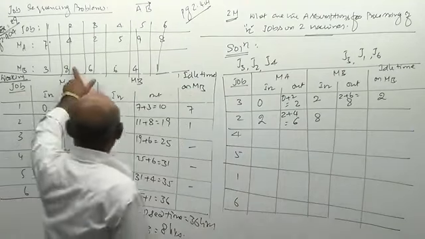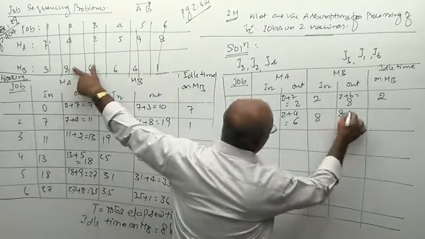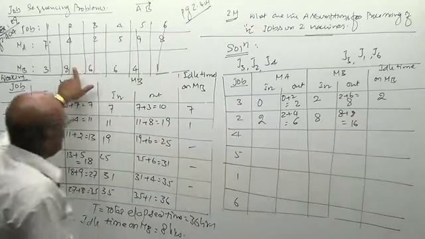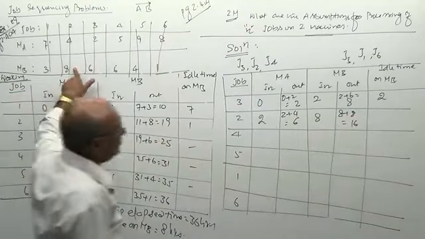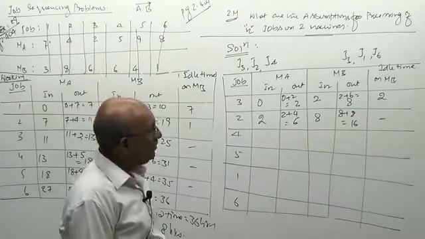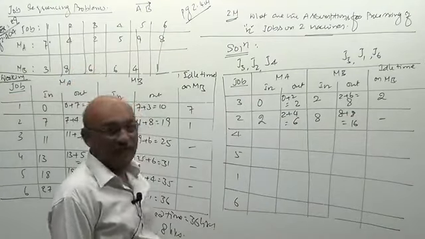Job number 2 will take how many hours? 8 hours. 8 plus 8 is 16. End of the 16th hour, job number 2 is coming out. This time, there is no idle time on machine B.